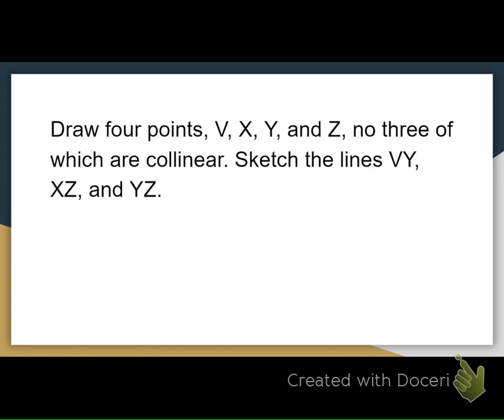So this is the question. Draw 4 points, V, X, Y, and Z. No 3 of those points can be collinear, so they cannot be on the same line. Sketch the lines VY, XZ, and YZ. So take a second. So the first thing when we do is we want to start sketching line VY. These should all have the arrows and the line above it.